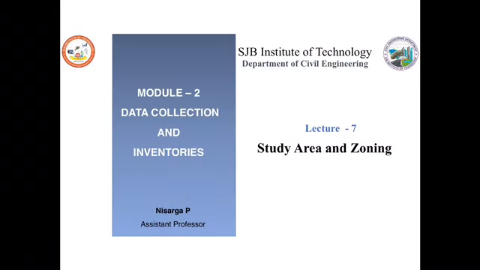Students, with this session, let us start the discussion on Module 2, which includes data collection and inventories. In the previous module, we discussed the reason for urbanization, the problems we face in urban regions because of urbanization, how these problems can be solved with the help of urban transportation planning, and the various stages and processes involved in urban transportation planning.